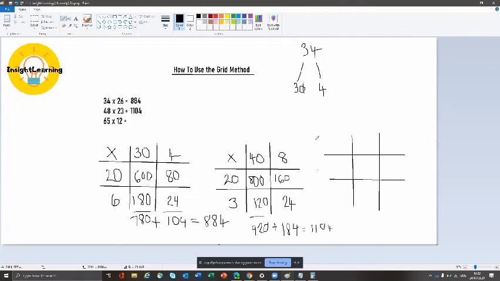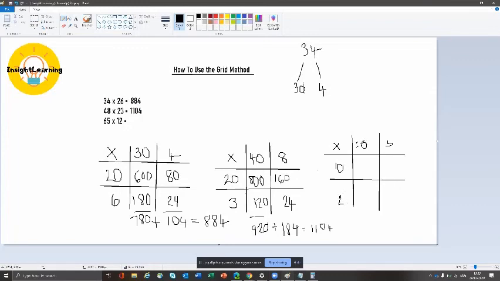65 times 12. So we know the drill by now. We put the multiplication sign in the corner. Then we partition 65. So this gives us 60 and 5. Do the same for 12. So the 1 means 10. And the 2 means 2.